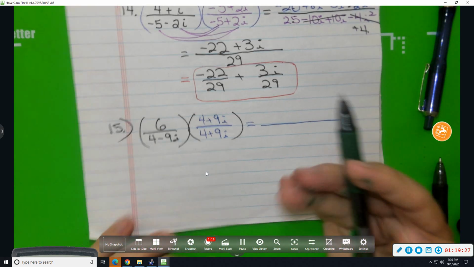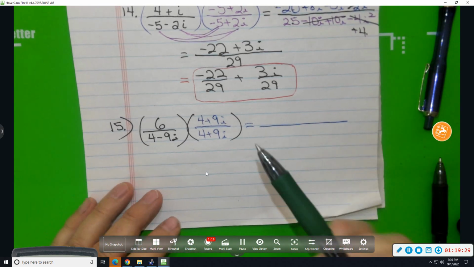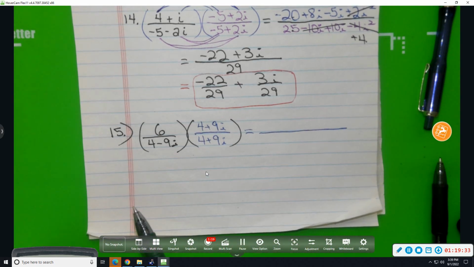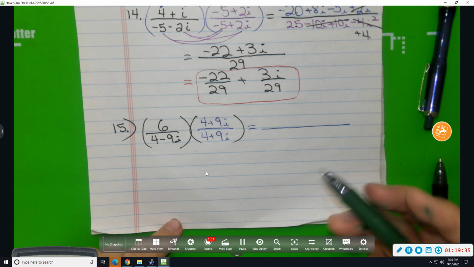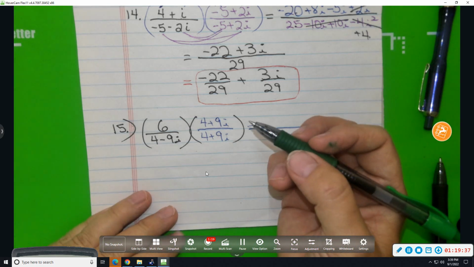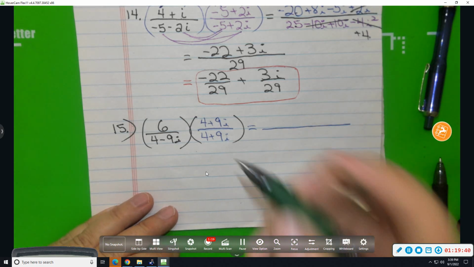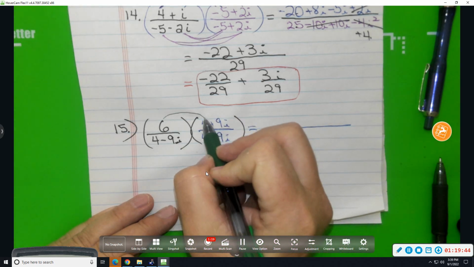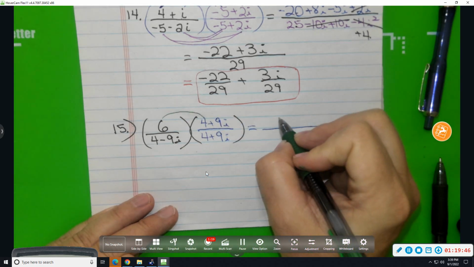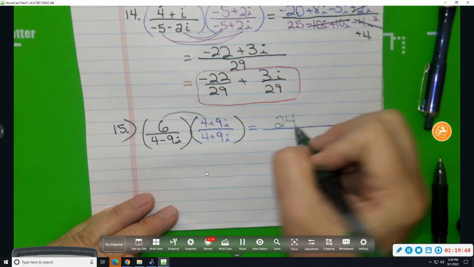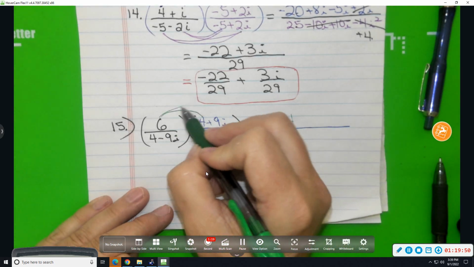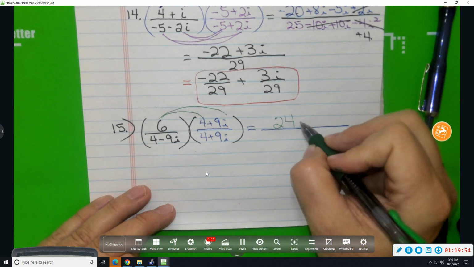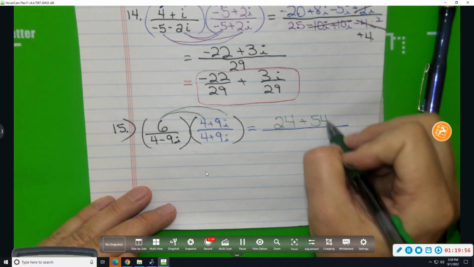We know we're going to have to FOIL the bottom. What do we have to do on the top? Just multiply it across. Use that D word. What is it? Dispense. Distribute. Close enough, okay? So, there. 24 plus 6 times 9i. I agree with the plus 54i.